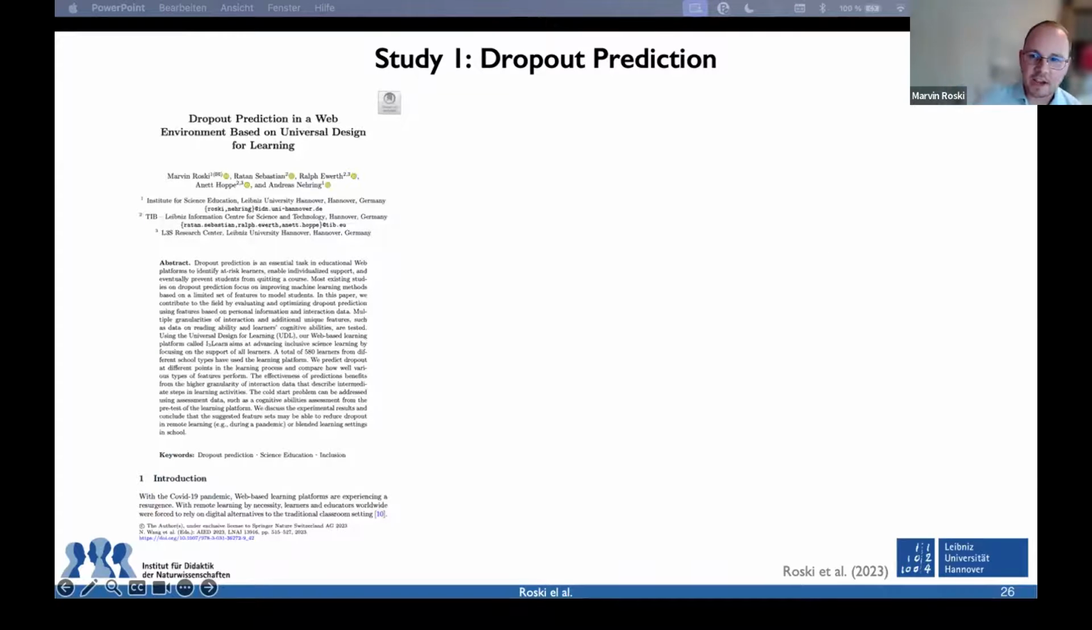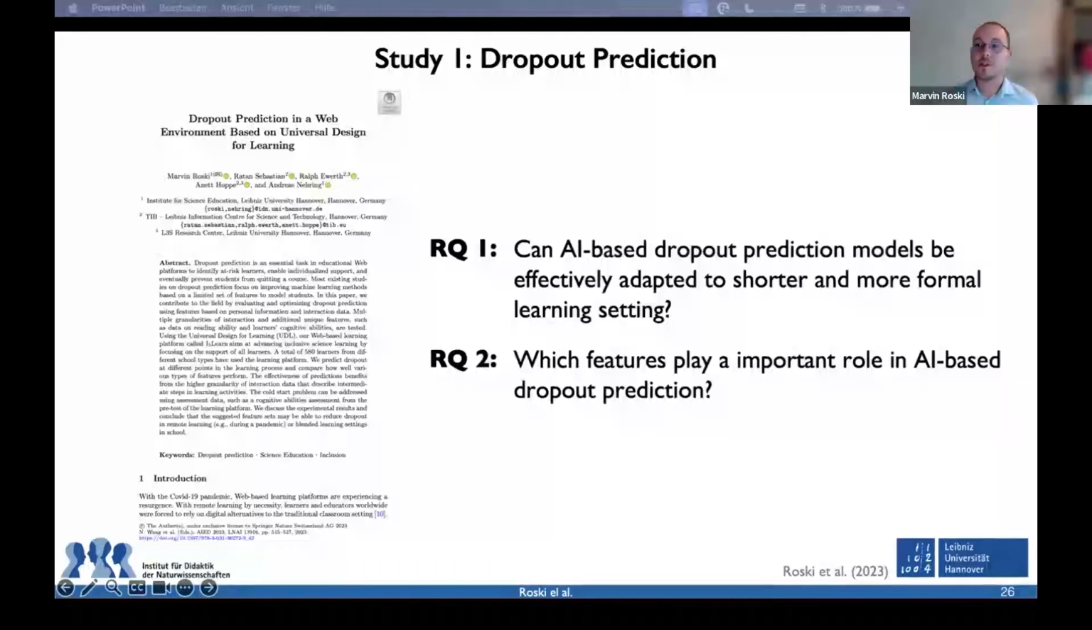For this presentation, I've selected two research questions from the paper that I would like to address briefly. Can AI-based dropout prediction models be effectively adapted to a shorter and more formal learning setting? And the second question is, which features play an important role in AI-based dropout prediction?